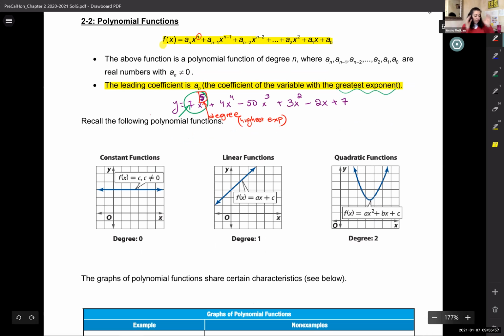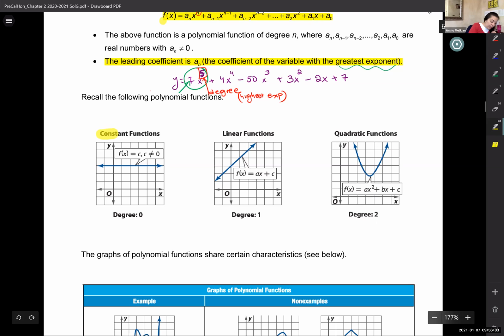Okay, so let's talk about the first few degrees, right? The first one up is a constant function. It's got a degree of 0, meaning it's something like this. f of x is equal to, let's say, 3x to the 0, okay? The exponent is 0, which means the degree is 0. And what's anything to the 0? It's 1. So this simplifies to f of x equals 3, and it becomes a constant function. So that has a degree of 0.